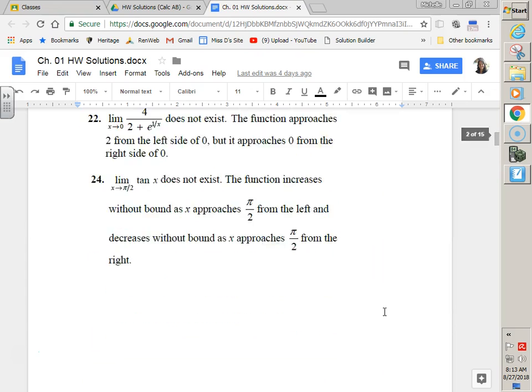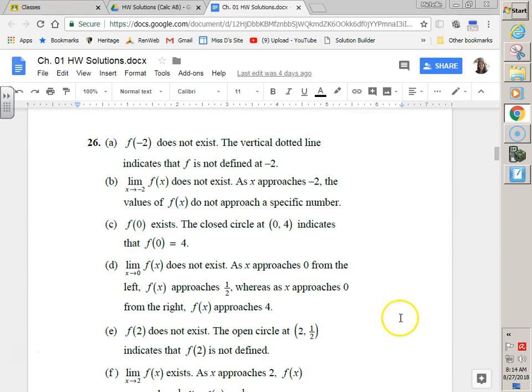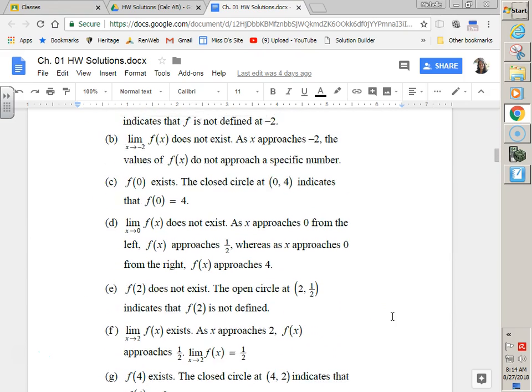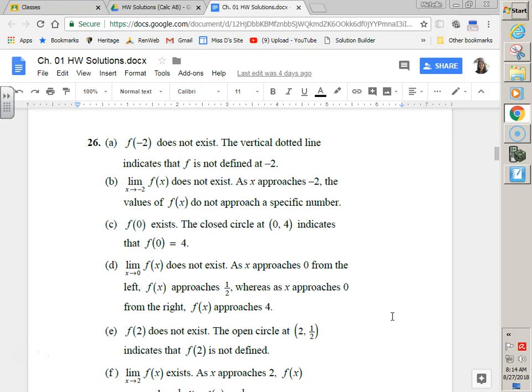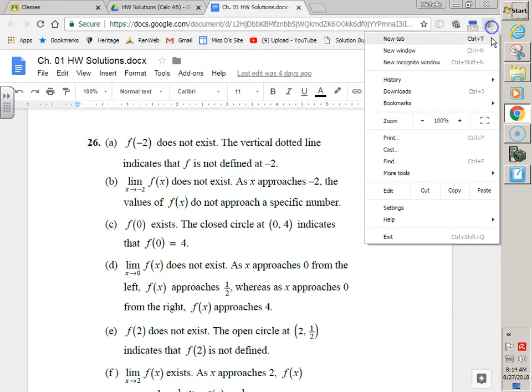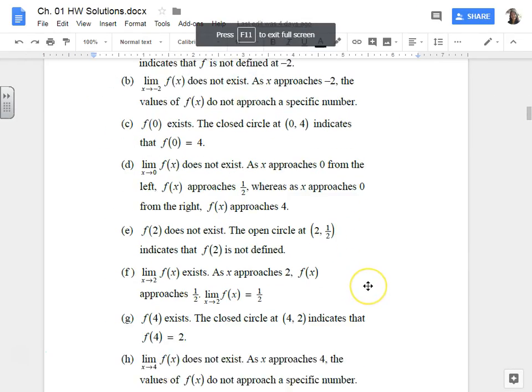I don't know why there's a random yellow box down there. Not exactly sure. There's a lot going on in this one. Let me see if I can full screen it to show you guys the whole problem.